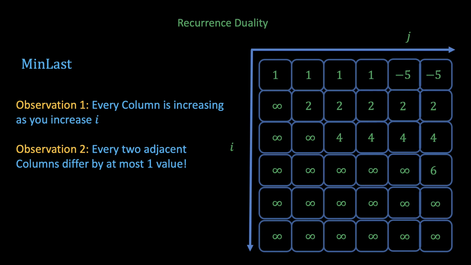For example, column 1 and column 2 are exactly the same except for infinity and 2. Columns 2 and 3 are the same except for infinity and 4. Column 3 and 4 are exactly the same. Column 4 and 5 are the same except for 1 and negative 5. And finally, column 5 and 6 are the same except for infinity and 6. Now that we have these 2 hypotheses, let's try to formally prove them.